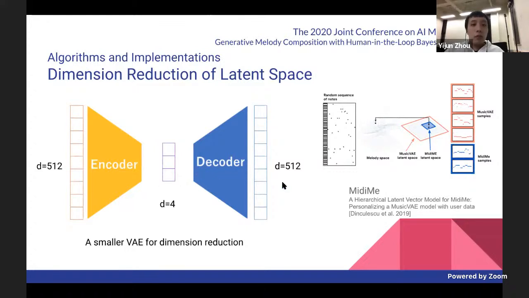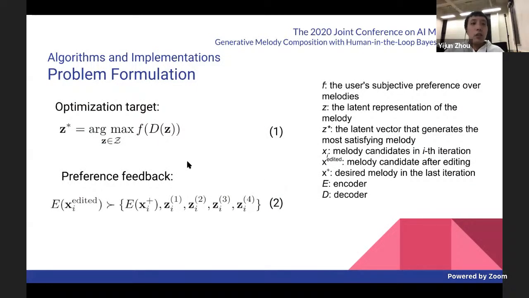And I'll show our problem formulation. In formula 1, function f represents the user's subjective preference over the melody, or how good the melody is. The z would be the latent representation of the melody. The z asterisk is the latent vector that generates the most satisfying melody to the user. So the optimization target here is to find z that maximizes the subjective function f. And note, we do not know the landscape of f, which is the challenge of this problem.